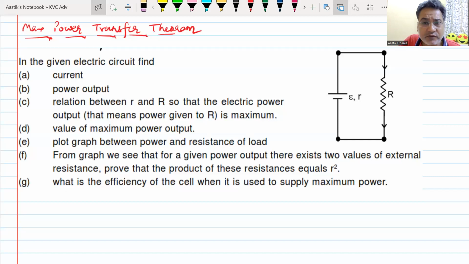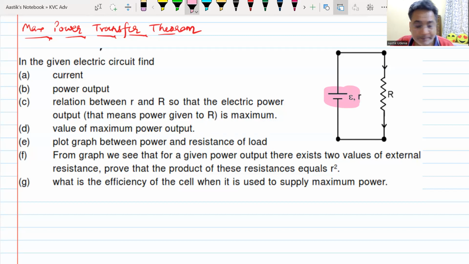The next heading that we are going to write is known as the maximum power transfer theorem. Now, what is this maximum power transfer theorem? In any DC circuit, we have a battery, and in most of the cases, this battery is not an ideal battery. This battery is a real battery, so it has some internal resistance, which you can see as small r. E is the EMF of the battery.